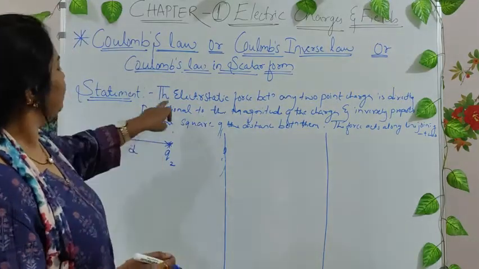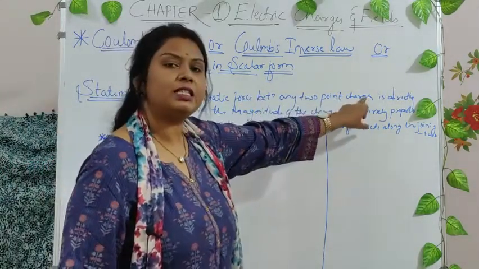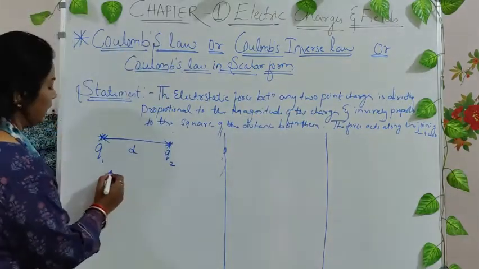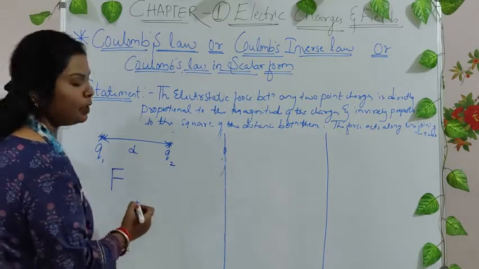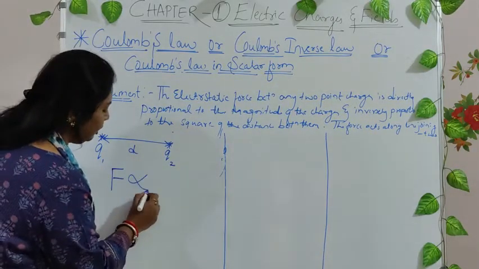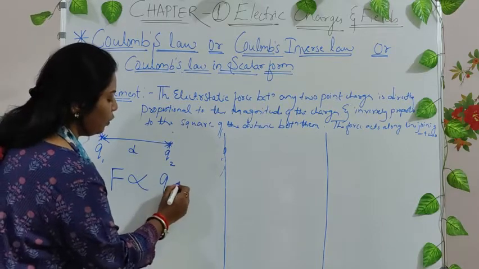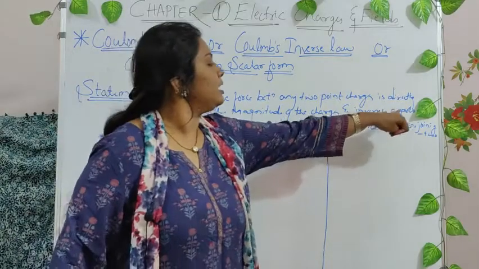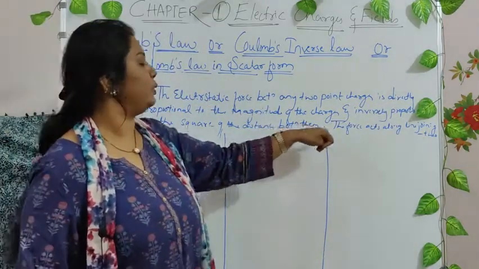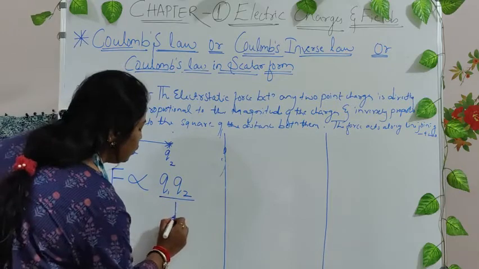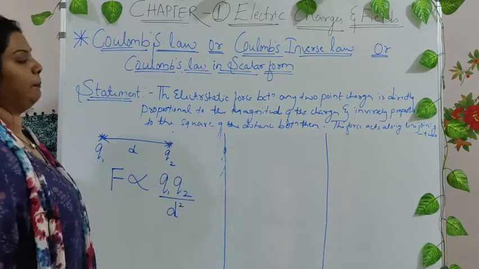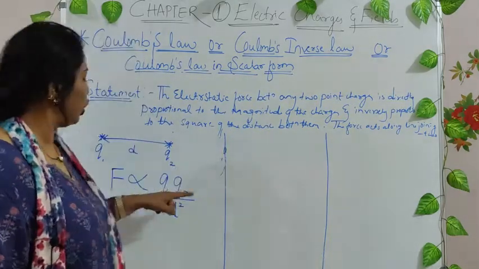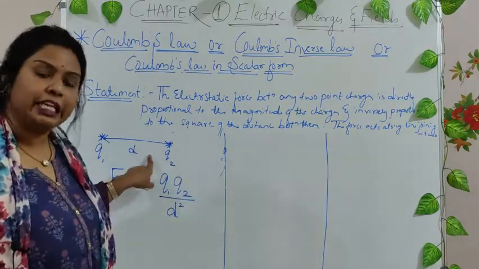The electrostatic force between any two point charges is directly proportional to the magnitude of the charges. That is the very first part of the statement. And next, it is inversely proportional to the square of the distance between them. Is this understandable now? The whole statement of Coulomb's law is converted into a mathematical expression.